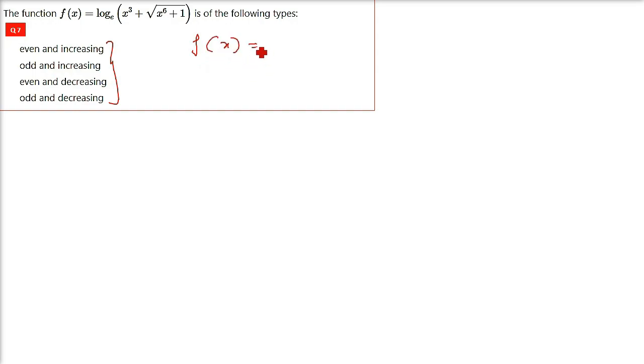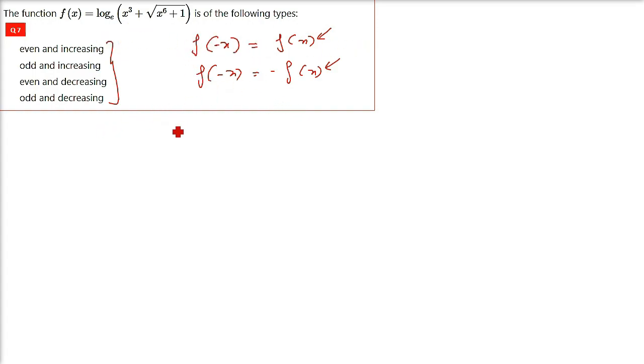When you put -x in place of x, that is, normally we are taking x, but when we replace x by -x, if it is equal to the original function, it is even. When we put -x and the function gets a negative outside it, that is f(-x) is -f(x), this is called the odd function. So this is the difference between the even function and the odd function. And then we'll talk about increasing and decreasing. So let us check the even and odd thing first, and then we'll proceed to increasing and decreasing.